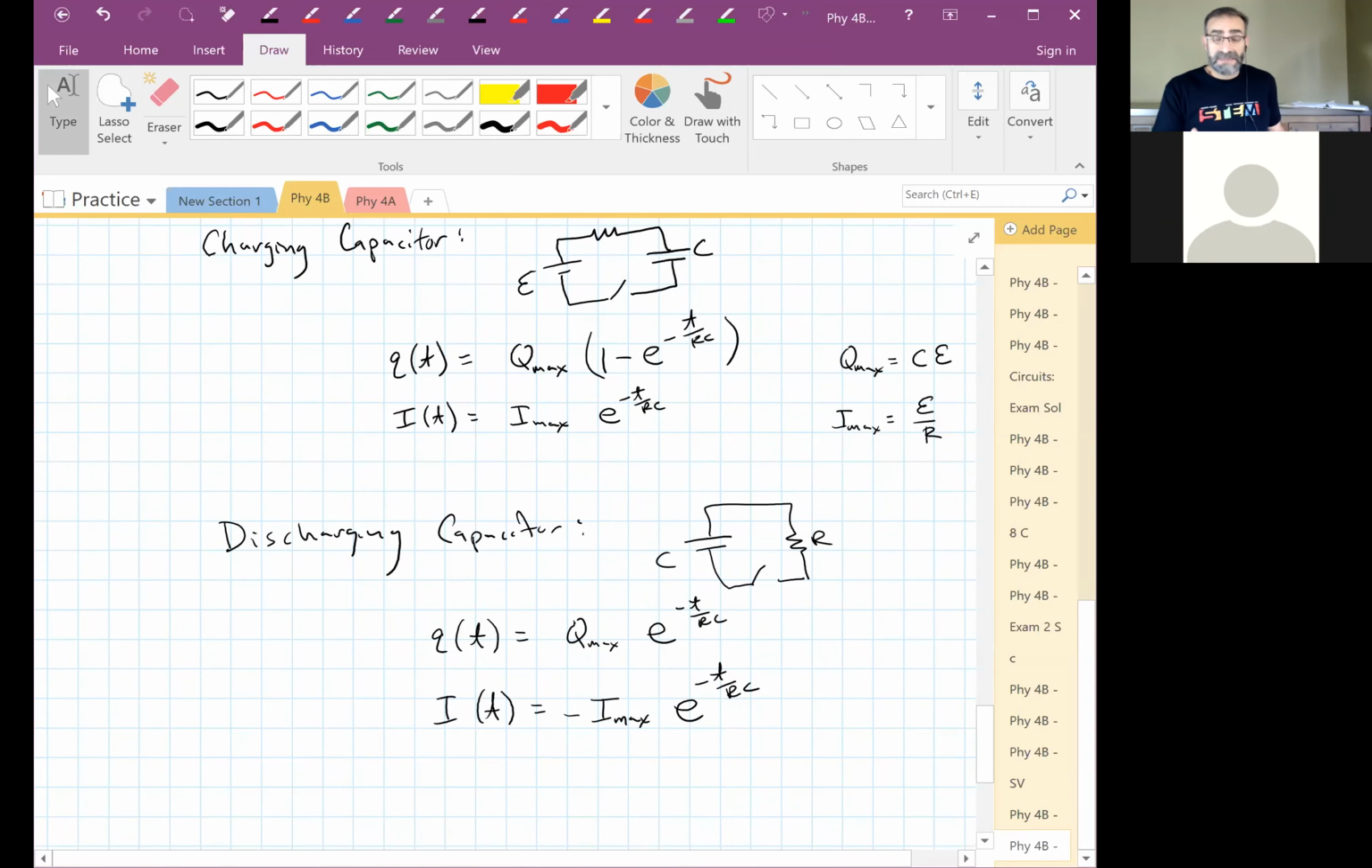It starts at its maximum value. In both cases, the current starts at its maximum value and decays to 0 as time goes to infinity. So this is the same. I don't really worry about the minus sign. I know the direction's the opposite direction. All right.